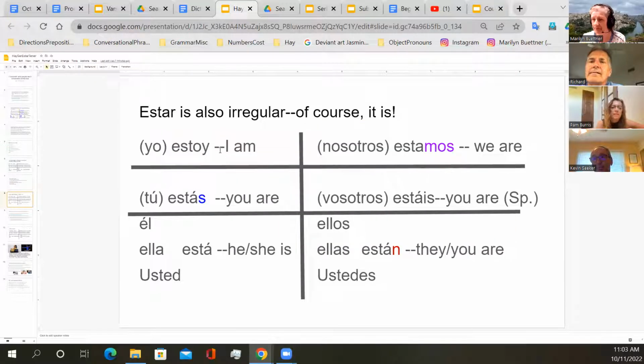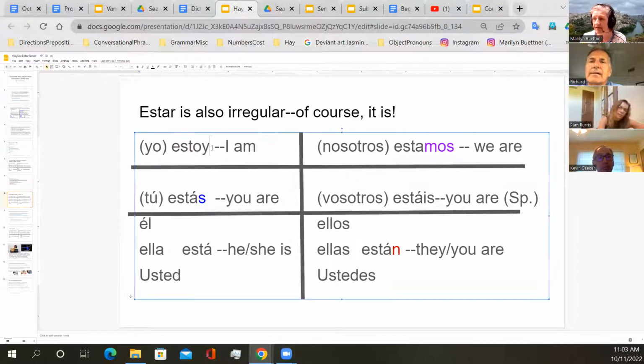Here are the forms of estar. Estar is irregular, but the form for yo is estoy. Estoy bien. I'm good, I'm well, literally. Tú gets estás. It gets an S. Él está, ella está, usted está. ¿Cómo está usted? How are you? How you feeling?